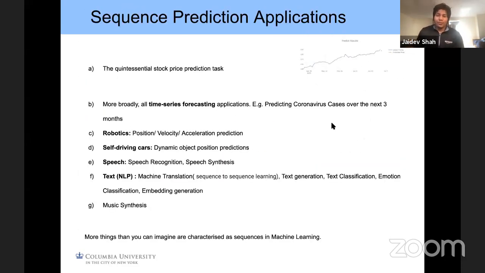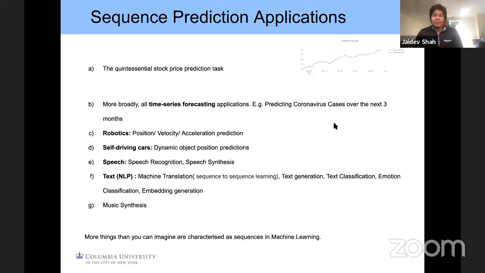Before you start off talking about the math and the more complicated things, it makes sense to talk about why sequence modeling is important. What are some applications which make this an extremely exciting field? And of course, the first application that comes to mind is the quintessential stock price prediction task. This is a task that many have tried to master, with lots of different approaches.